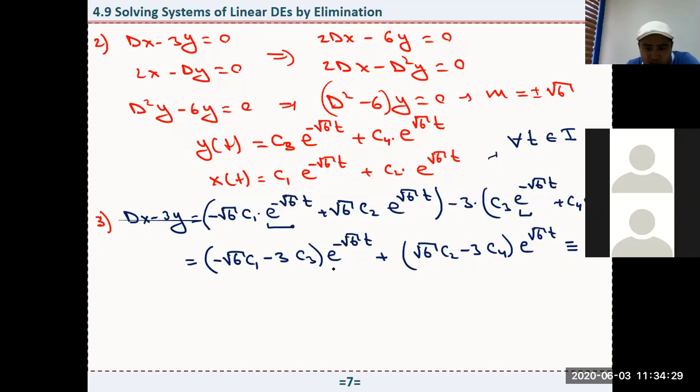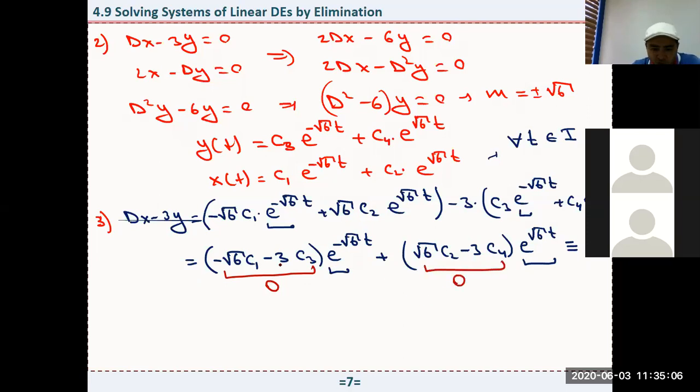But see here, the functions e to the power minus square root of 6t and e to the power square root of 6 t are linearly independent. How do you know that? If you multiply this function by any constant, it is never equal to the other function. Only two functions, the simple definition. So the only way their linear combination is equal to 0 is if their coefficients, this must be equal to 0 and this must be equal to 0.